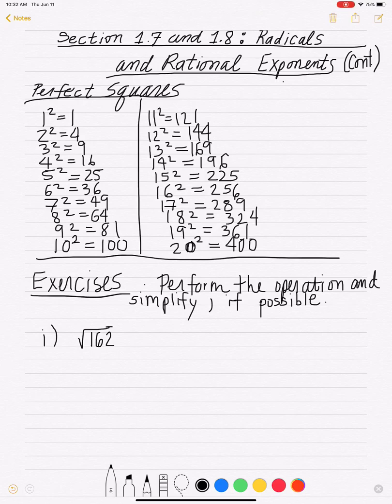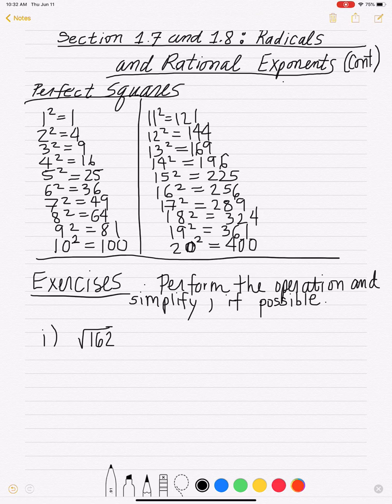So in the first video on radicals and rational exponents, we looked at square roots and we looked at cube roots. And every time we were doing a square root, we had a perfect square under the radicand. When we were doing cube roots, we always had a perfect cube under the radicand. It made it easy, but what happens when maybe you don't have a perfect square under the radical?